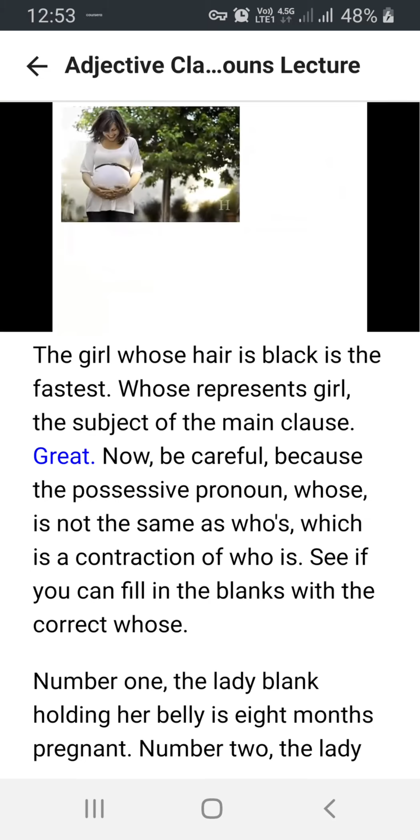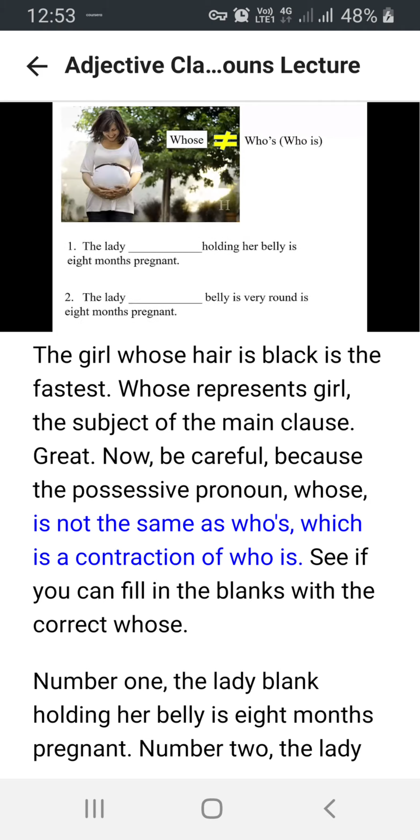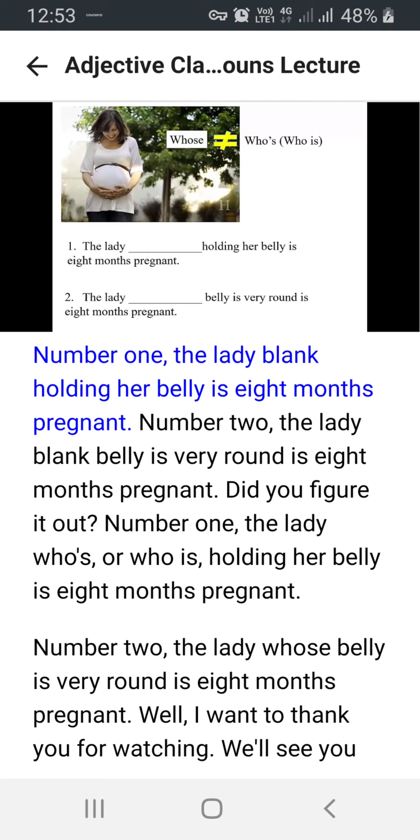Now be careful because the possessive pronoun whose is not the same as who's, which is the contraction of who is. See if you can fill in the blanks with the correct whos. Number 1. The lady blank holding her belly is 8 months pregnant. Number 2. The lady blank belly is very round is 8 months pregnant.